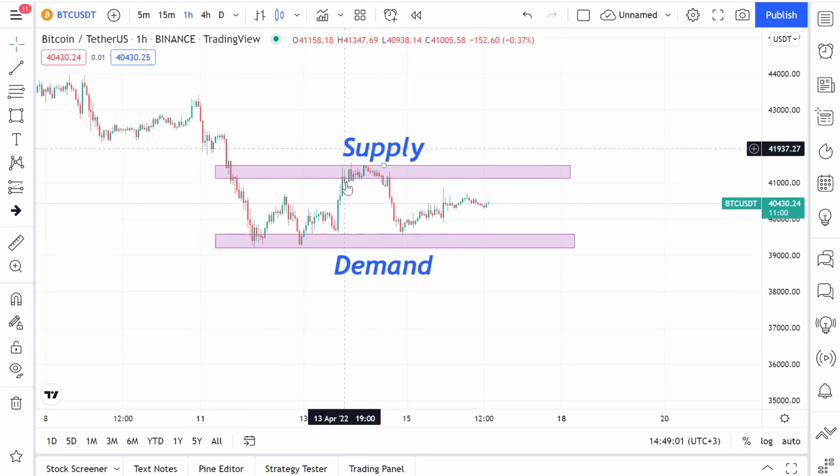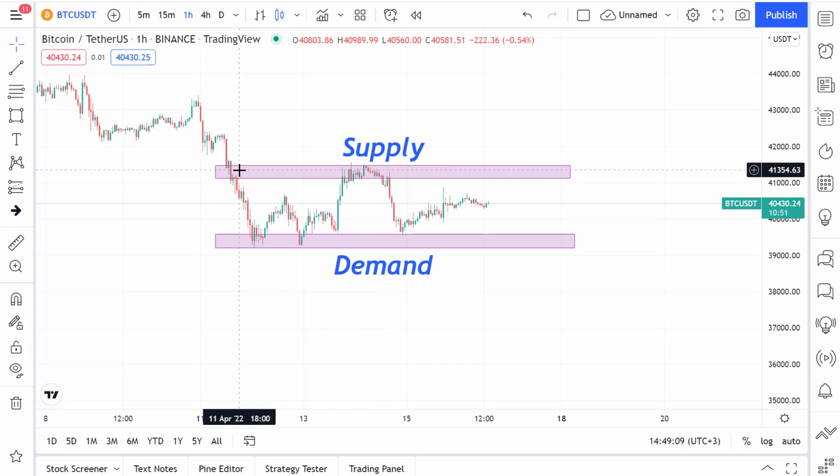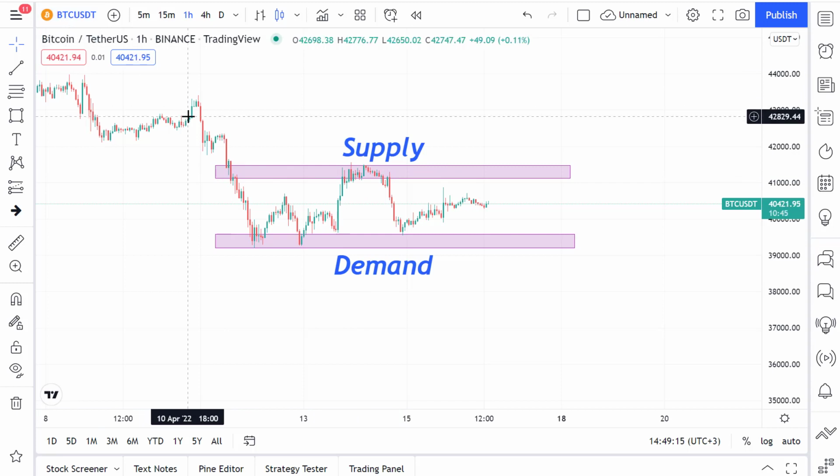Okay, in this video I'm going to talk about supply and demand zone. As you can see, the chart is for Bitcoin and we want to talk about these two zones. What are supply and demand? Okay, the first thing you should know is supply zone is the place that people sell what they have.